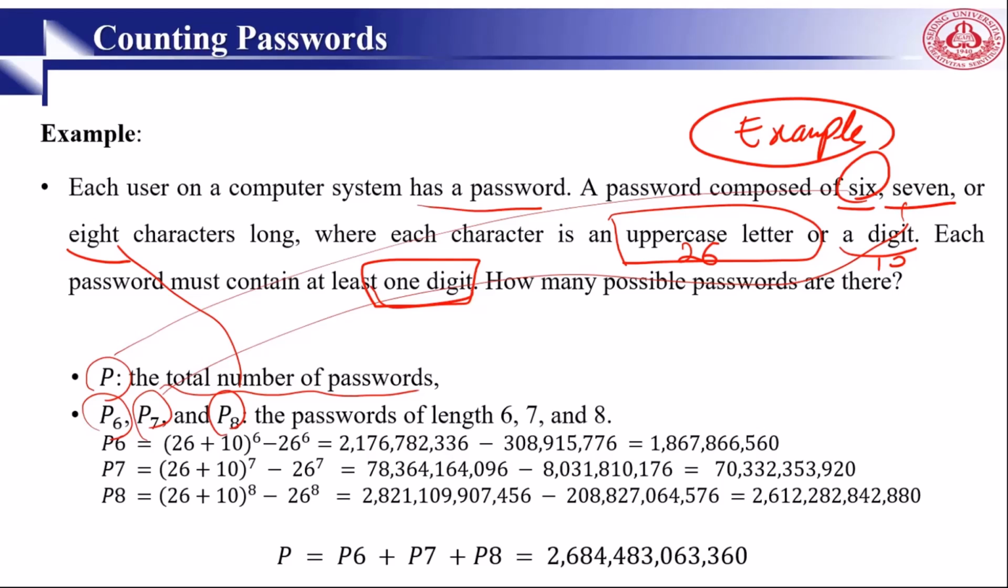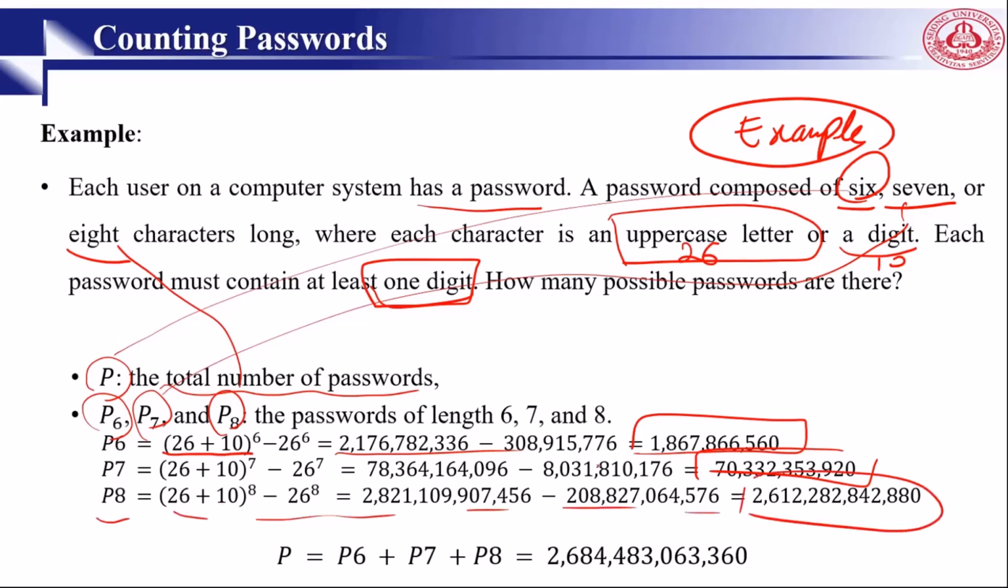To find each of P6, P7, and P8, we find the number of passwords of the specified length composed of letters and digits and subtract the number composed of letters only. Very simple. (26 plus 10) to the power of 6 minus 26 to the power of 6, which gives you this number. For P7, (26 plus 10) to the power of 7 minus 26 to the 7, which gives you this one. For 8, we do the same thing. Then, according to the sum rule, P is equal to P6 plus P7 plus P8, which gives you this big number.